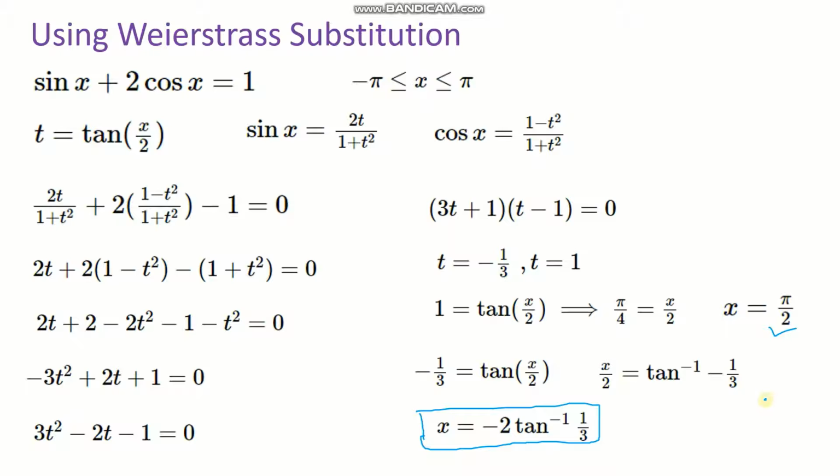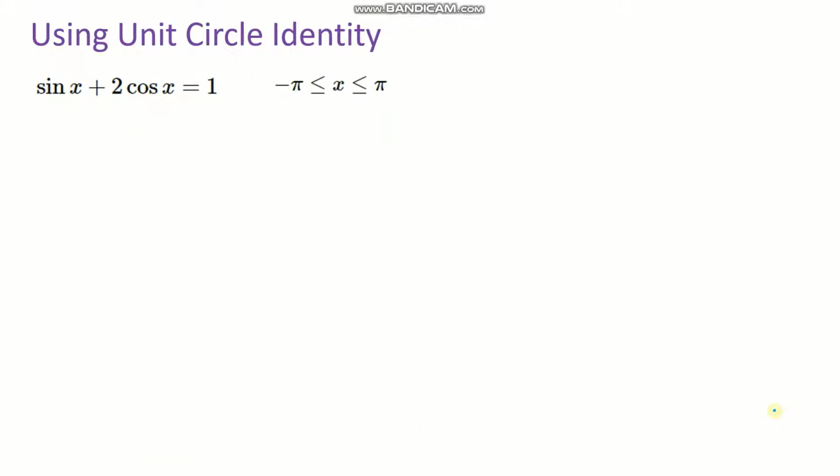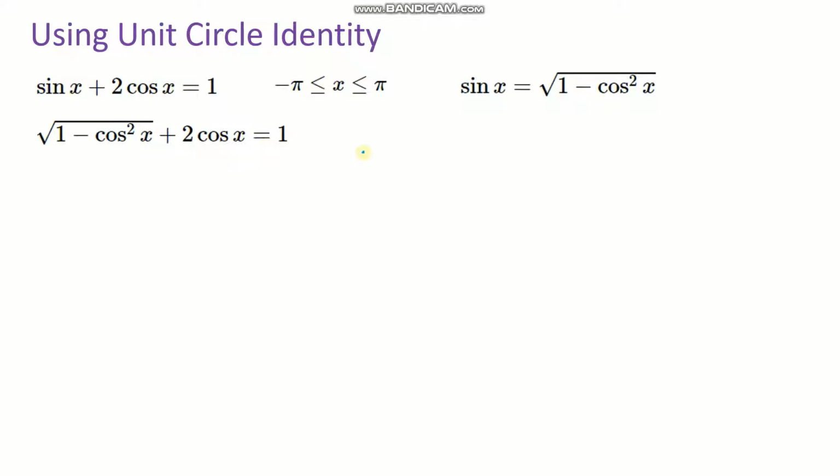Now we proceed using the unit circle identity. We know that sin squared x plus cosine squared x equals 1. Then we can say sin x equals the square root of 1 minus cosine squared x. Substituting, the equation becomes the square root of 1 minus cosine squared x plus 2 cosine x equals 1.